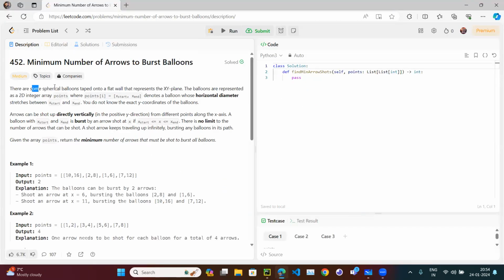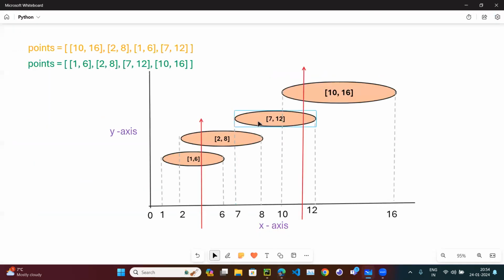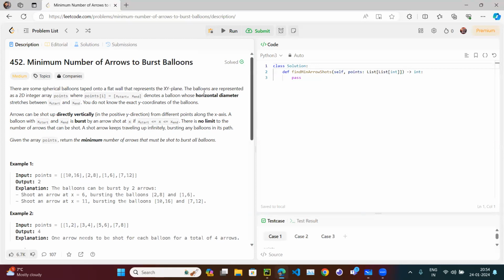And they said there are some spherical balloons taped. Taped means we have just pasted them onto that flat wall. So we have some spherical balloons and we have pasted them on it. Fine. The balloons are represented in a 2D integer array points. So there is a points array given, and this is called balloons, where points of i is x start and x end.